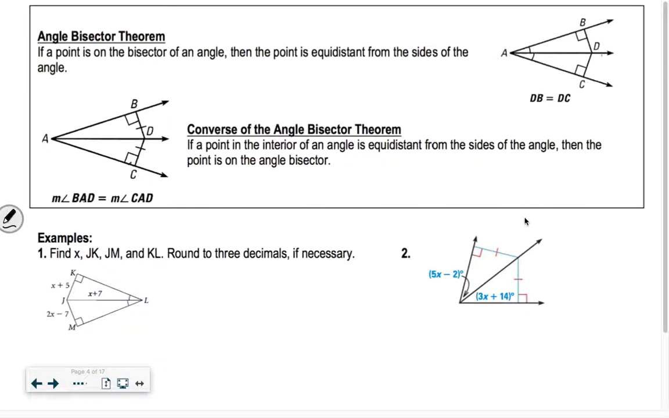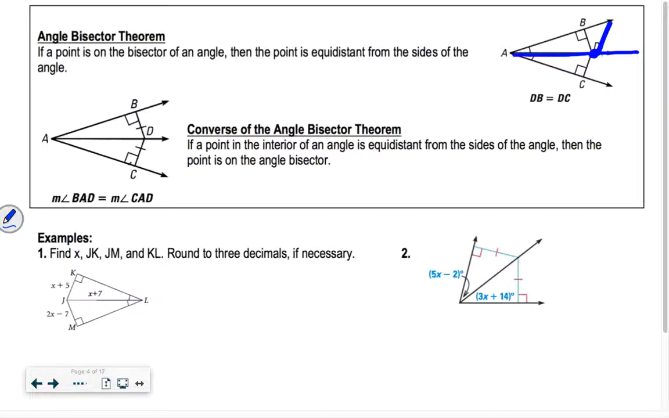All right, so angle bisector theorem. These ones are not hard either. So what do we know about an angle bisector? We know that an angle bisector bisects an angle. It breaks it into two congruent pieces. So it says if a point is on the bisector of an angle. So do you guys see this right here? This point D is on the bisector of the angle. It ends up being an equal distance from the sides of the angle.